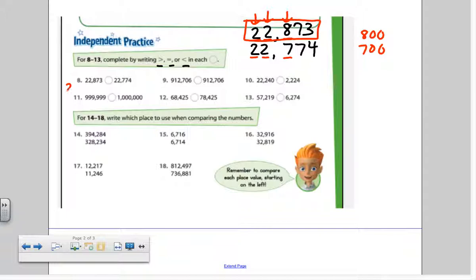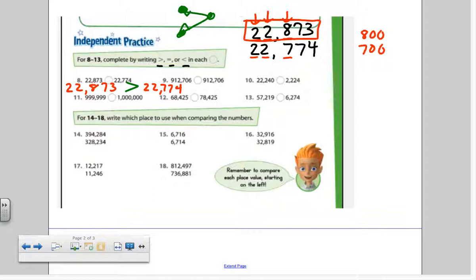Watch my example, 22,873, and you're going to write 22,774. Try to write smaller so you can fit them on the paper. And again, the greater than symbol is going to point towards 22,873. A few little tricks. You can place dots. The opening of the greater than symbol with 2 dots is greater. You might think of this as a crocodile. He's going to want to eat the greater number.